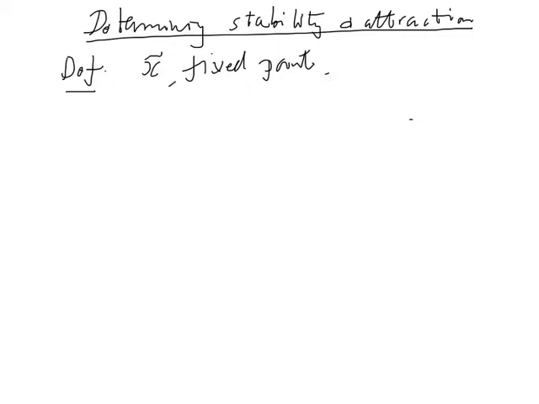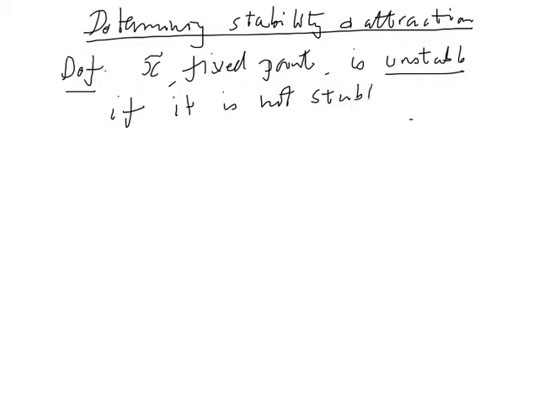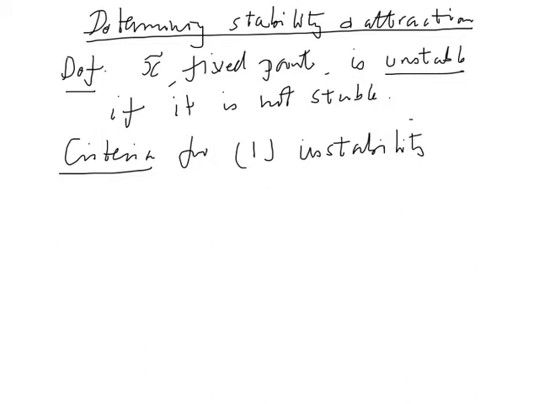And we say that that is unstable. So it is unstable, quite simply, if it is not stable. So you either get stable or unstable, and we will be interested in the case of unstable. So we're going to look for criteria for the critical point being unstable, criteria for 1, instability, and 2, attraction.